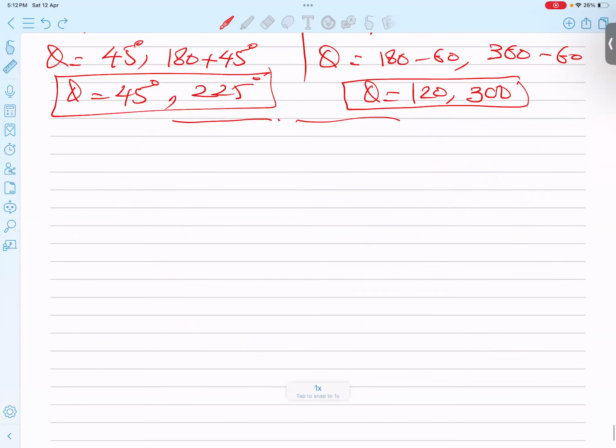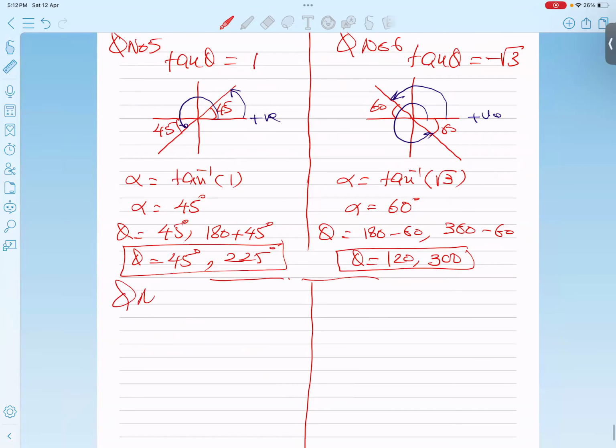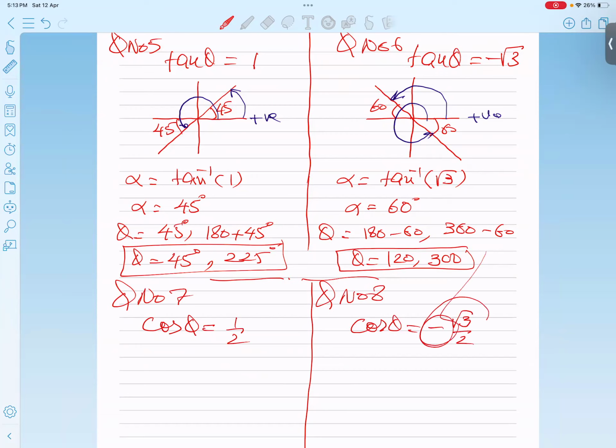So now, students, I'm giving you 2 more questions. But this time, I'm giving you question number 7 and question number 8. Both are cos. So cos theta is a half and cos theta is negative root 3 by 2. Make sure you don't include the negative sign in your calculation. So I'm going to stop recording. Take your time.